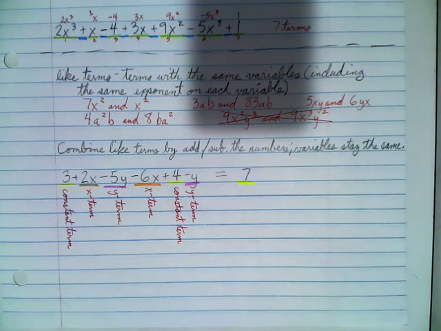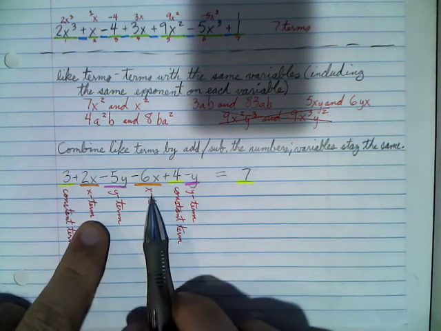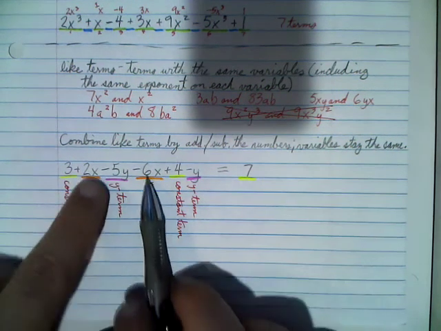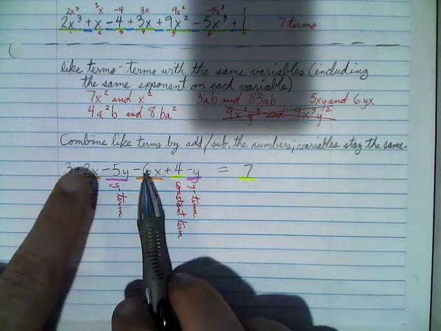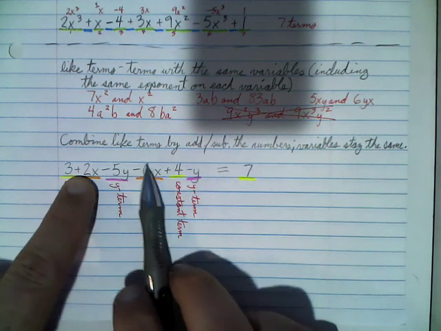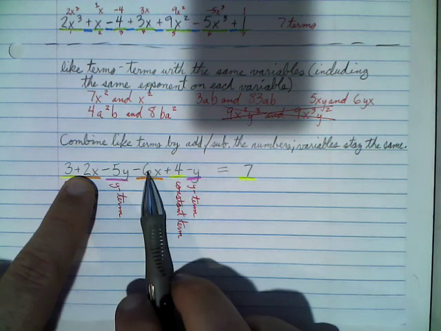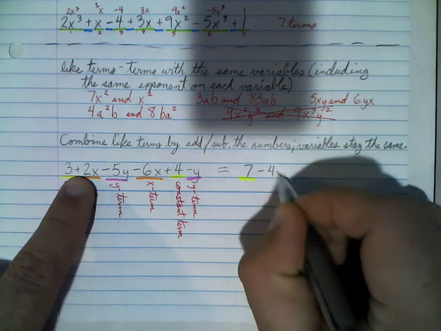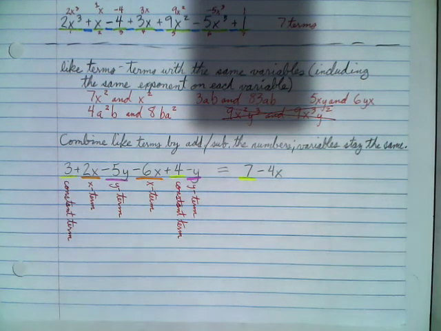All right, let's move on then. Next up, I see my x term, 2x. Well, it's also a like term with my negative 6x. These both have x's in them. So what I'm going to do is add the numbers. So positive 2 and a negative 6. So 2 to the right, come back 6 to the left. That's a negative 4. And it's still an x term.